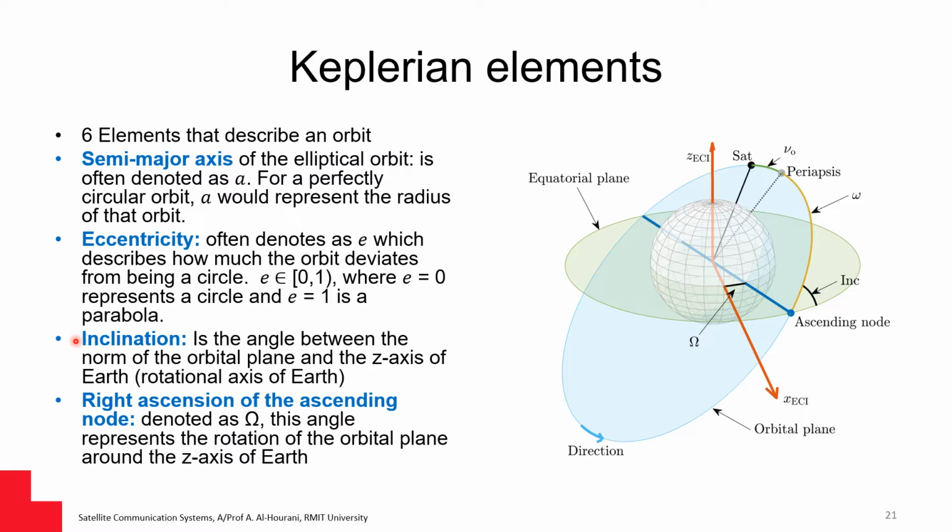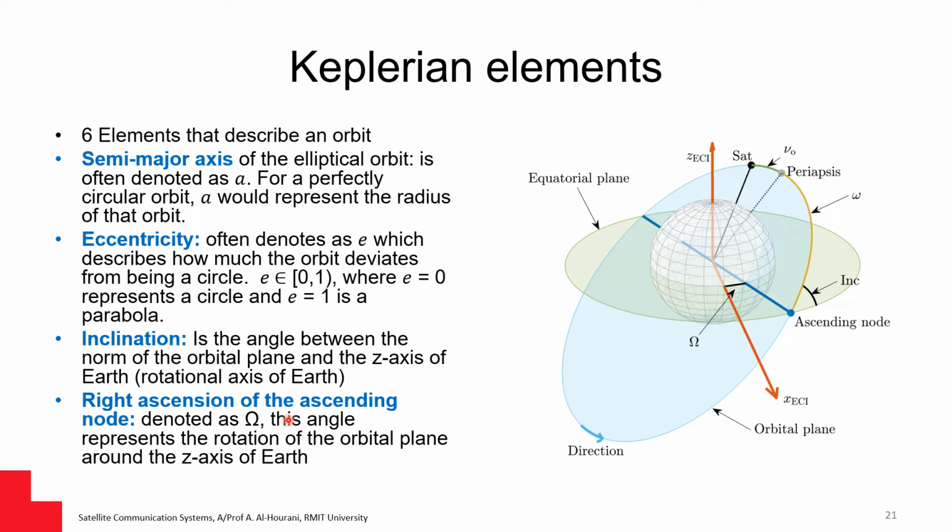Now the third parameter is called the inclination, which describes how the orbit is rotated or inclined with respect to the equatorial plane. So in this figure, we're showing the satellite orbit. This is the orbit of the satellite in blue, and this plane is the orbital plane. And then also we're showing in green the equatorial plane, and remember the equatorial plane is the plane passing through the equator, and also is aligned with the XY axis of the ECI frame and the ECEF frames. Now the angle between these two planes is called the inclination.